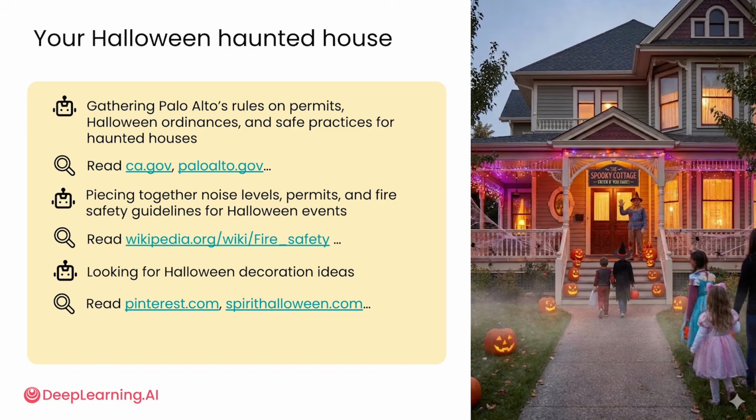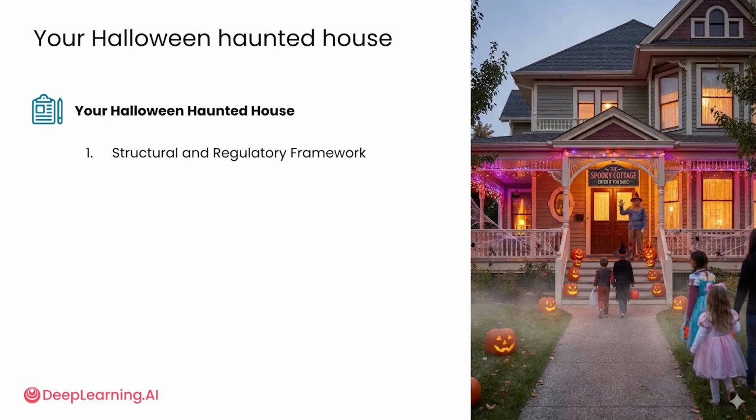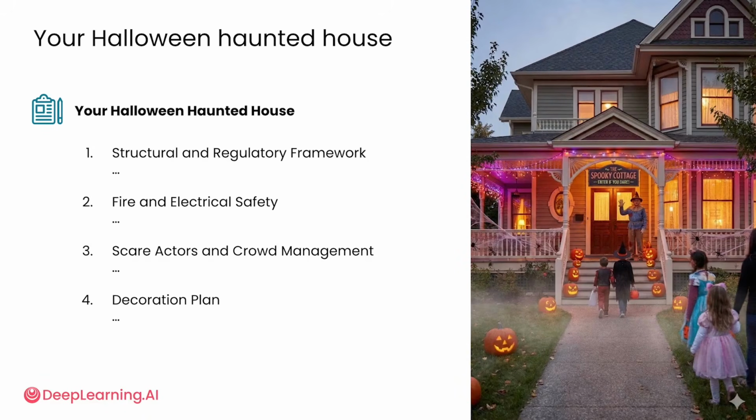After searching for a while, maybe many minutes, it will finally write a detailed research report for you. This process, by the way, is an example of Agentic AI. What that refers to is that through this deep research process, the AI model has some flexibility to make decisions by itself on what to do next, such as what additional searches, if any, to carry out. The output of this can then be a fairly detailed and thoughtful plan with different sections outlining what you might need to think about in terms of structure and regulatory framework, safety, and so on.